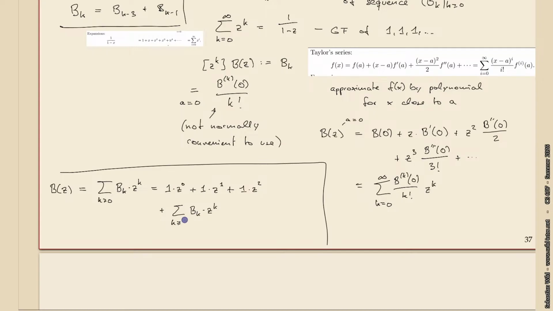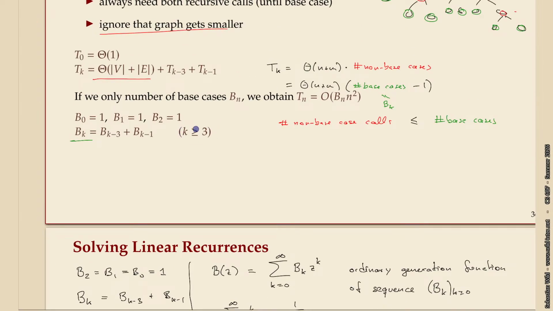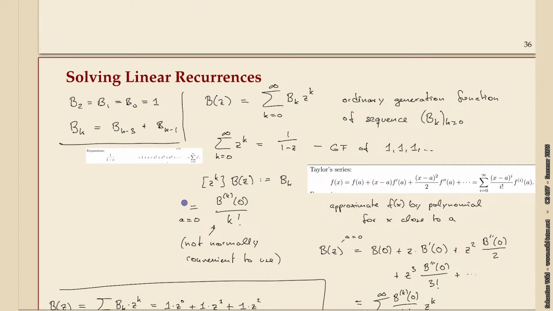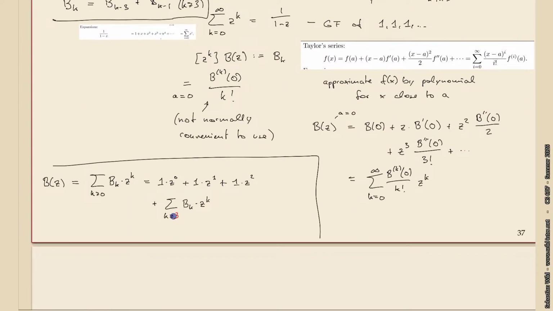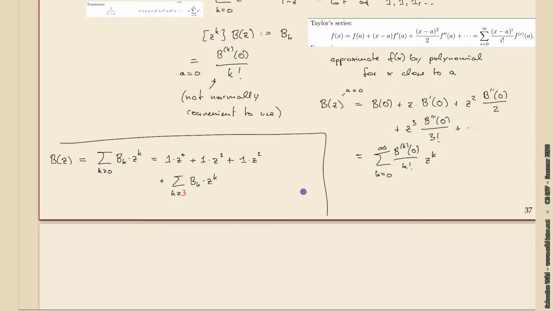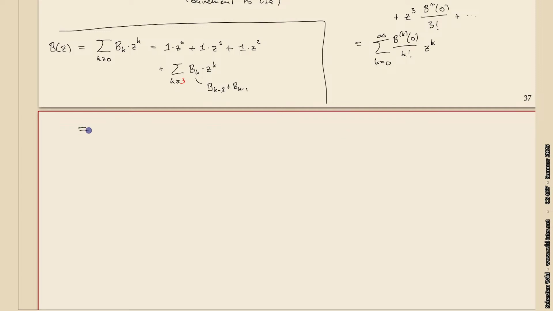It's worth stressing here that this recursion is valid for k greater or equal 3, because it doesn't make sense to talk about b_{k-3} if that's not at least 0. But here I have k greater or equal 3, so I can now insert my recursive definition. This thing can expand to b_{k-3} plus b_{k-1}. That's what we're going to do next, so I'm continuing this equation for b of z.